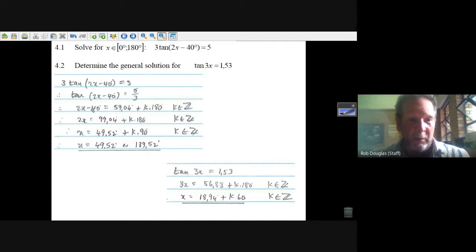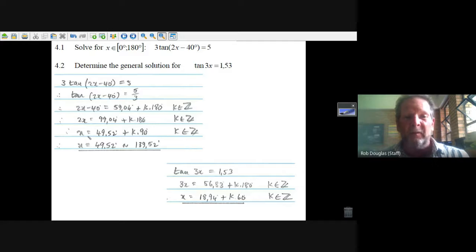Well, then what you've got to do is add that 40 degrees to 59.04 and get 99.04. Now you've got 2x equals 99.04 plus k times 180. But you want to find out what x equals. So you divide everything by 2. 99.04 divided by 2 is 49.52. And you've got to divide that 180 by 2 to make it 90. Now there's your general solution. It's 49.52 degrees plus k times 90 degrees.